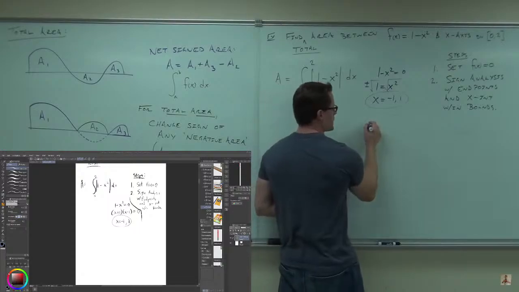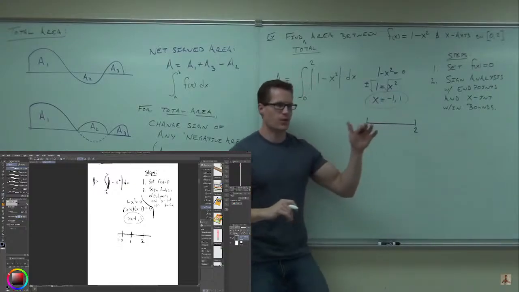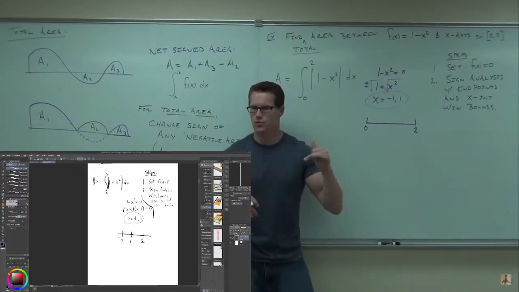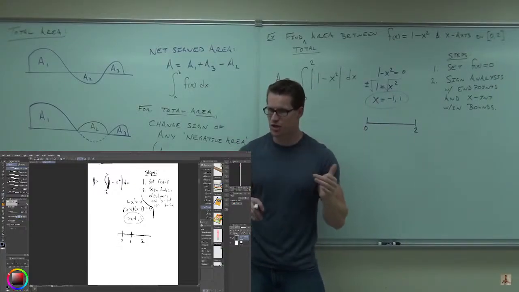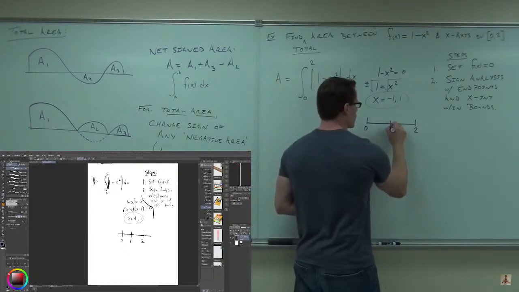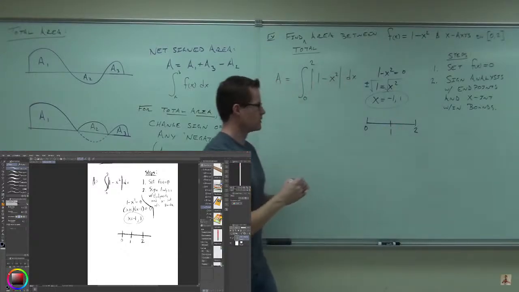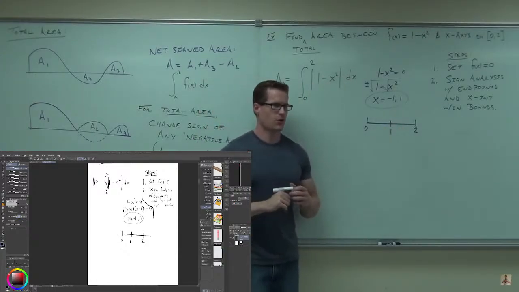Well, let's go ahead and do that now. So we're going to make a sign analysis test. Here's how sign analysis tests look in case you forgot. You take your bounds of integration first. The bounds of integration start at 0 and end at 2. You take any of those x-intercepts that you have. Those are the places where you're crossing the x-axis, and therefore the places where your signs could possibly change. Well, only one of them. That's 1. Feel okay with your sign analysis so far?